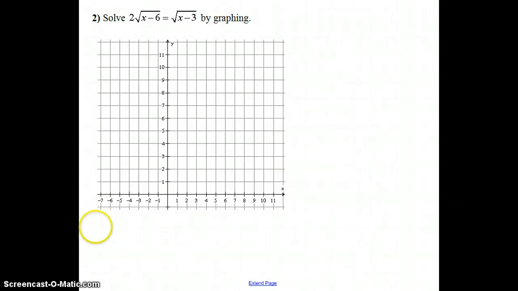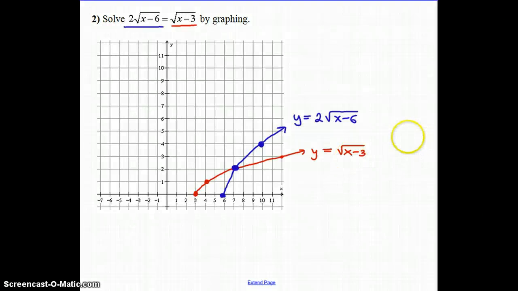Alright, so here's another one. We're going to pause the video and try this on our own. Alright, so I graphed both functions, and this is what my graphs look like. They intersect at x equals 7. So that looks like it's my solution.